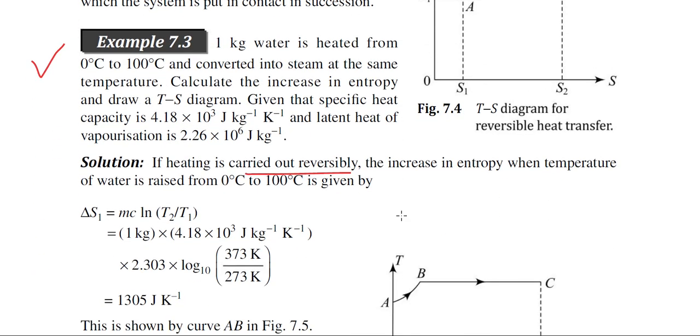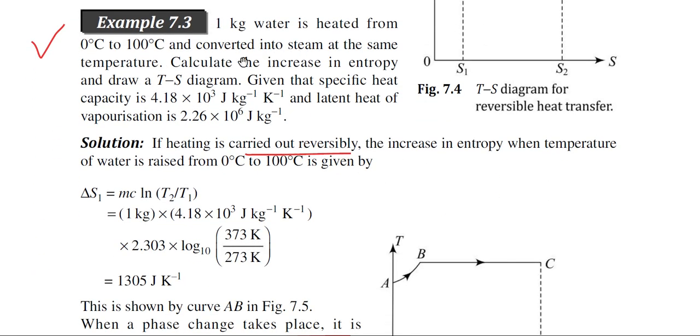So, let us take one example, that is 1 kg of water is heated from 0 degree centigrade to 100 degree centigrade and converted into steam at the same temperature. Calculate the increase in entropy and draw a TS diagram, given that specific heat capacity is 4.18 × 10^3 joule per kg per Kelvin, and latent heat of vaporization is also given, 2.26 × 10^6 joule per kg.